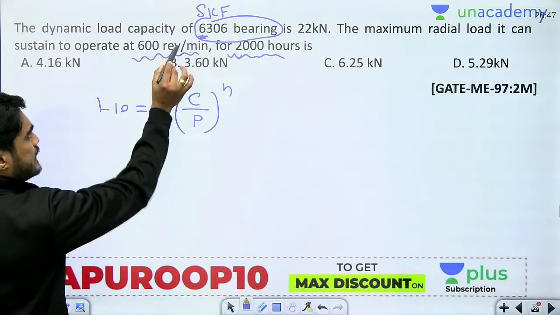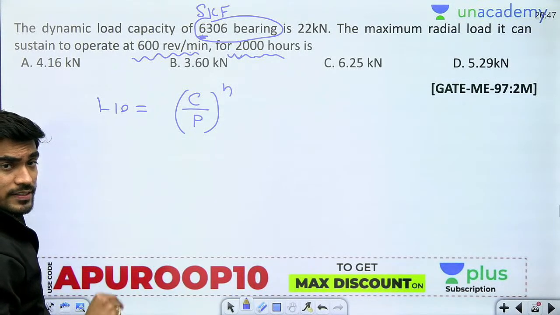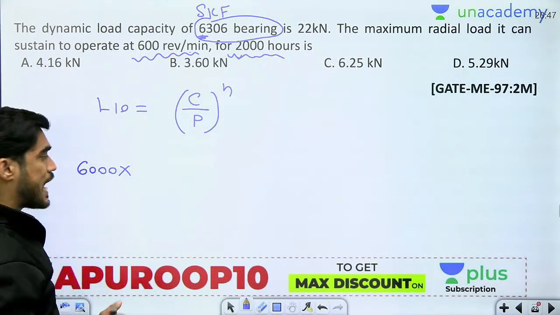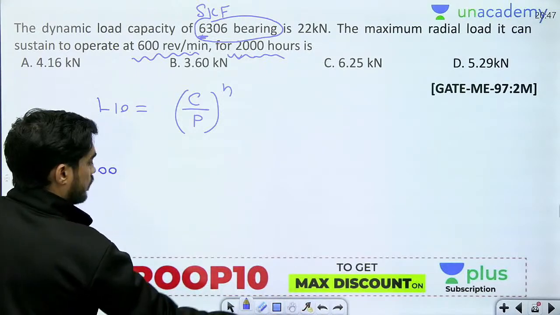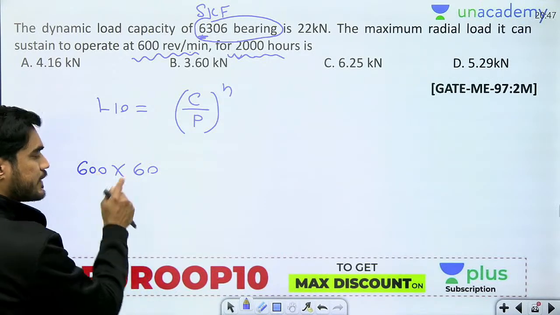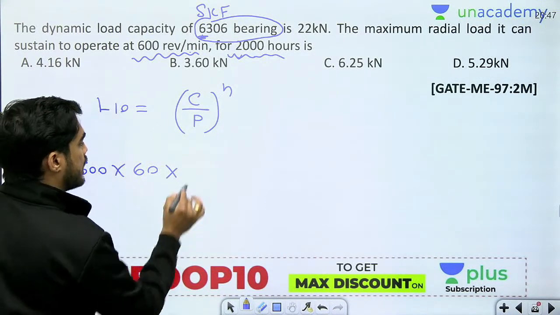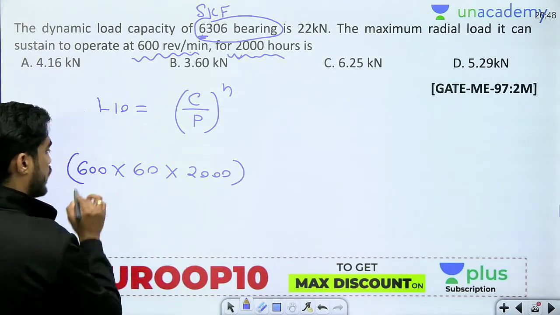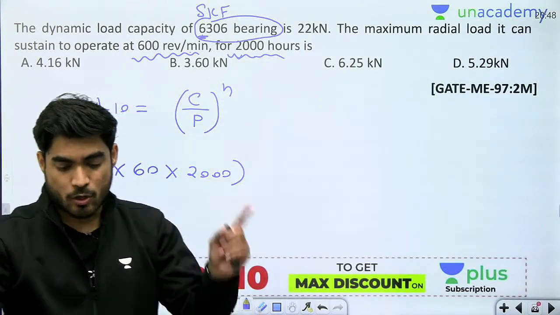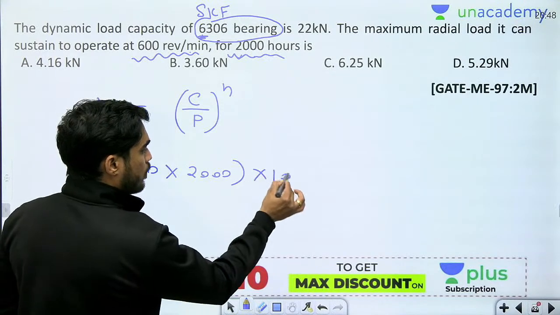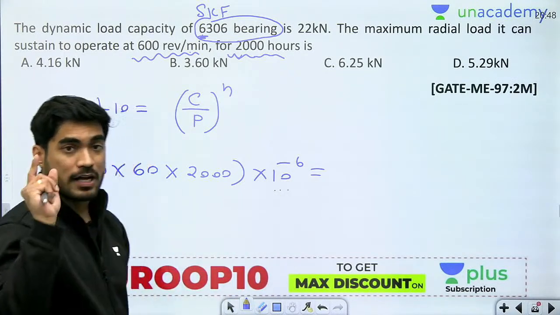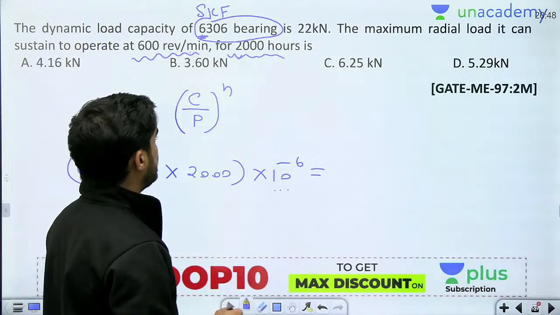Understand? 600 revolution in 1 minute. So in 1 hour, how many revolution? In 1 hour, 600 into 60. So in 2000 hours, 600 into 60 into 2000. These are number of revolution, but we have to convert it in million revolution. अपने को इसको million revolution में convert करना है. So multiplied by 10 to the power minus 6. Don't forget this. ये मत भूल जाना. We have to convert it in million revolution equals to C.